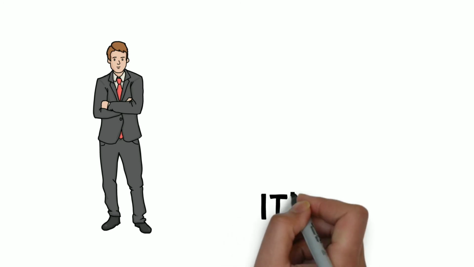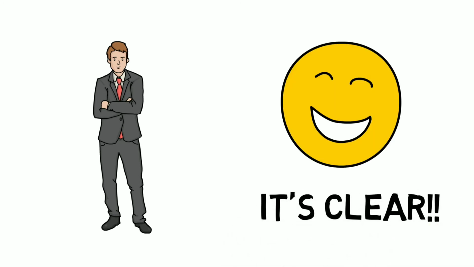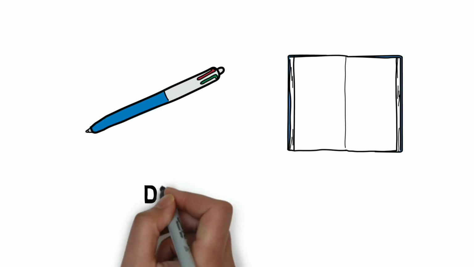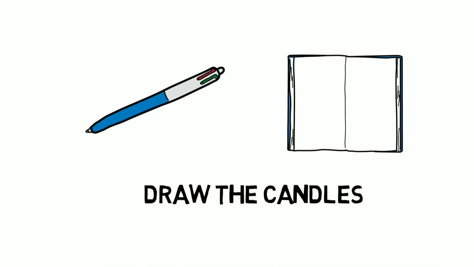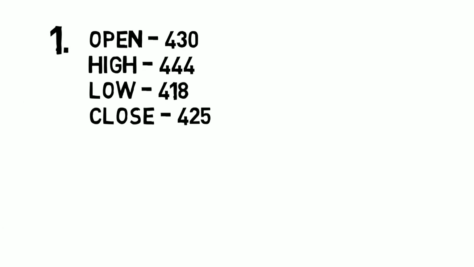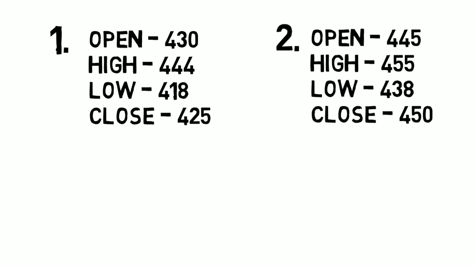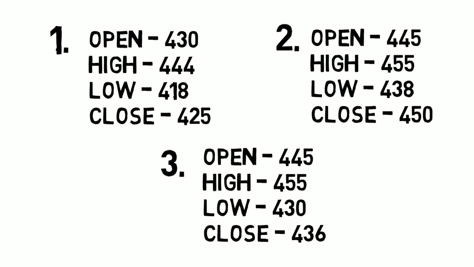Now I hope it's clear to you, but your task is not over. Take a pen or pencil and draw the candles for these three OHLC values. Number 1, open equal to 430, high equal to 444, low equal to 418 and close equal to 425. Number 2, open equal to 445, high equal to 455, low equal to 438 and close equal to 450. And the last one, open equal to 445, high equal to 455, low equal to 430 and close equal to 436.